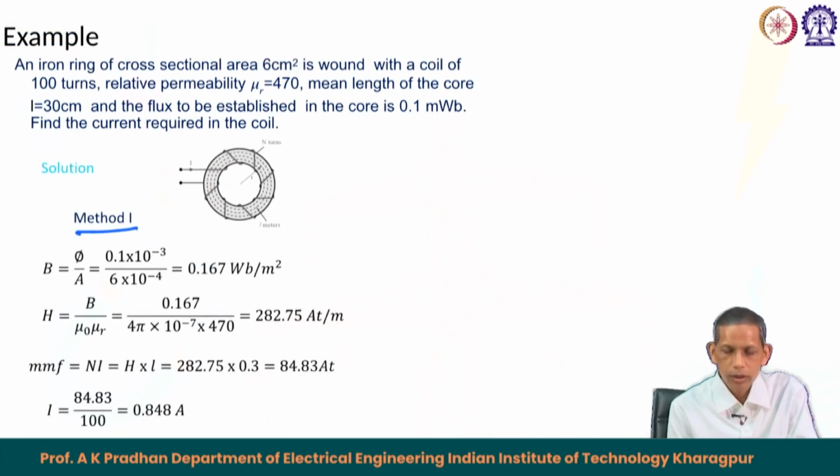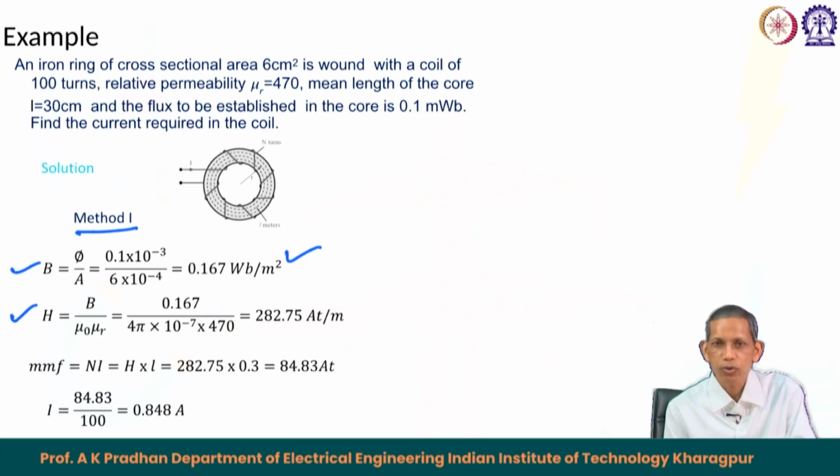Now, in method 1, as I said, B equals phi upon A. So, phi is 0.1 milliweber upon A, which is 6 into 10 to the power minus 4 meter square. So, we get B to be 0.167 Weber per meter square. We know mu r, so H equals B upon mu, where mu equals mu naught into mu r. So, 0.167 upon 4 pi 10 to the power minus 7, that is mu naught, into 470, mu r. That gives us the corresponding H to be 282.78 ampere turn per meter.